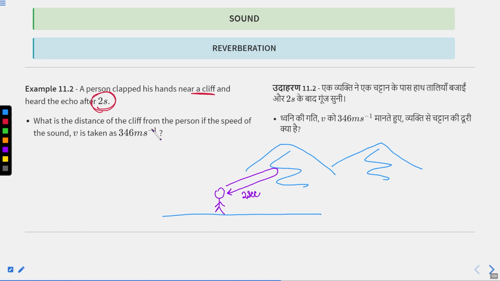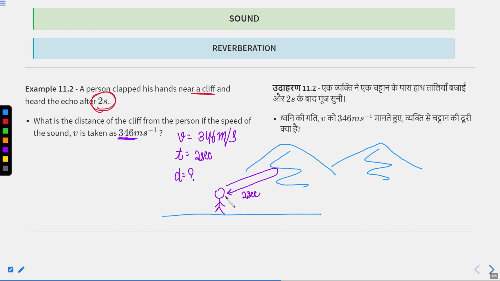What is the distance of the cliff from the person, if the speed of sound is taken to be 346 meter per second? So we have been given the speed, which is 346 meter per second, and the time period, 2 seconds. From this information we can easily calculate the distance, and half of the distance will be the distance between that cliff and that person. Is it clear, class?